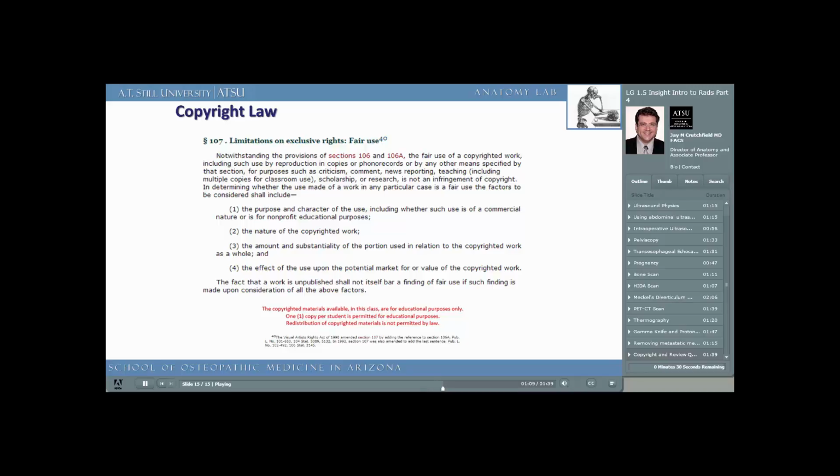Number 10, what is a PET scan? What chemical is used in a PET scan? Number 11, what is thermography? Number 12, what is gamma knife therapy? Number 13, what is proton therapy? Number 14, what does stenosis mean? What is atherosclerosis? What is Doppler imaging?